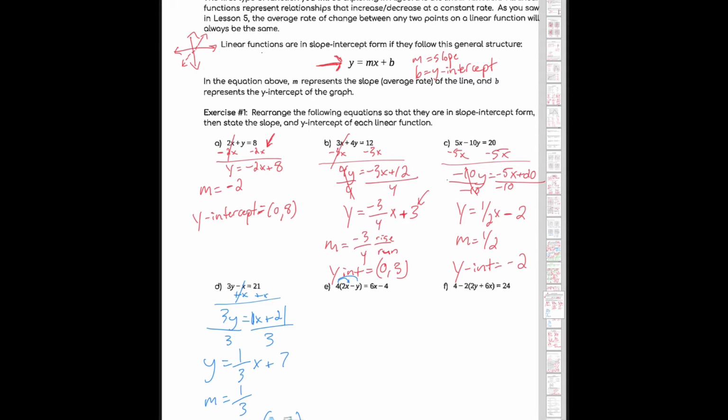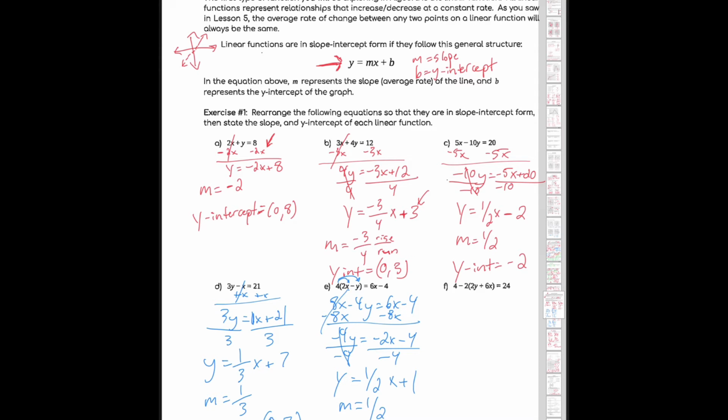Here we have to distribute first before we do anything. So go ahead and distribute. We get 8x minus 4y equals 6x minus 4. Now let's isolate the y. We subtract 8x first. Now we have negative 4y equals negative 2x minus 4. We then divide by negative 4. I get y equals 1/2 x plus 1. So my slope is equal to 1/2, and my y-intercept is (0, 1).